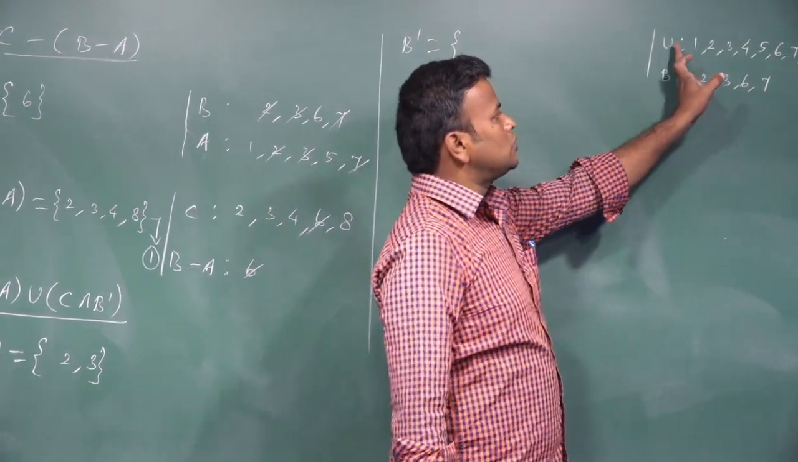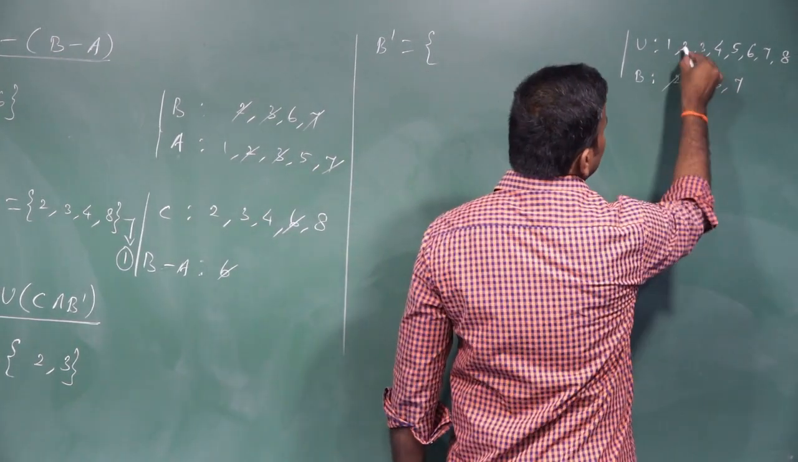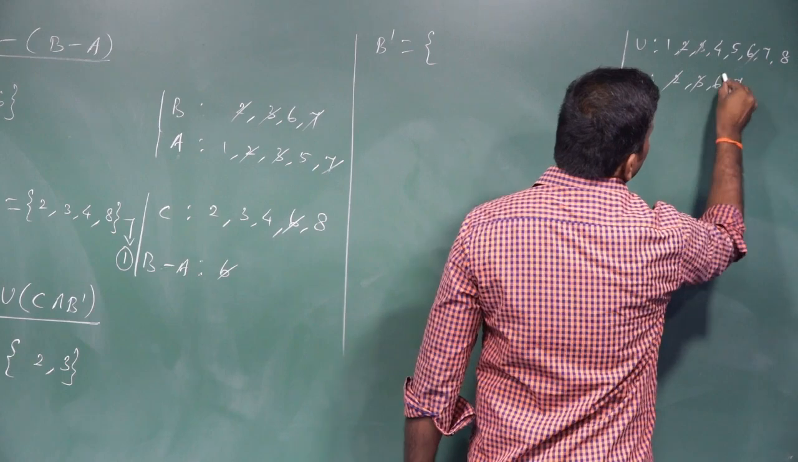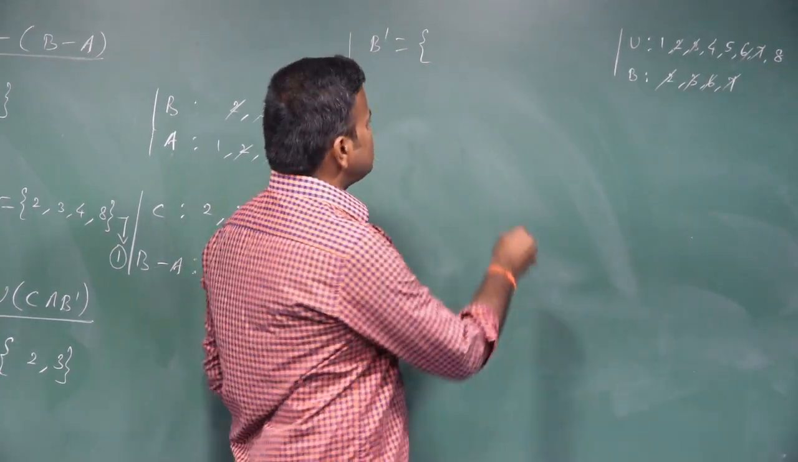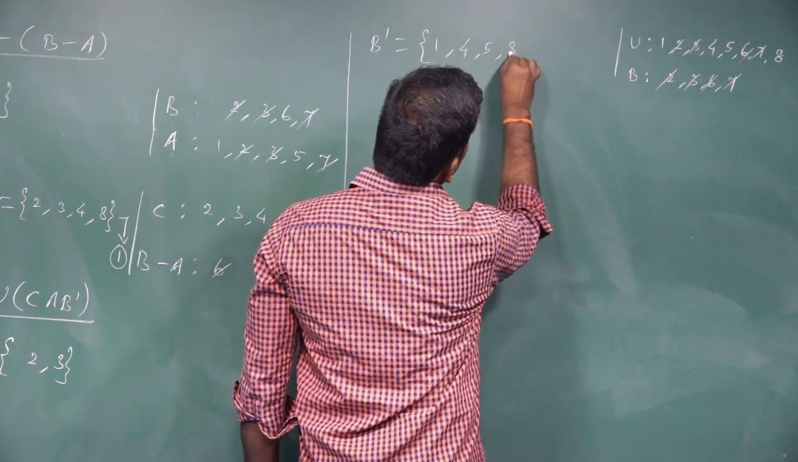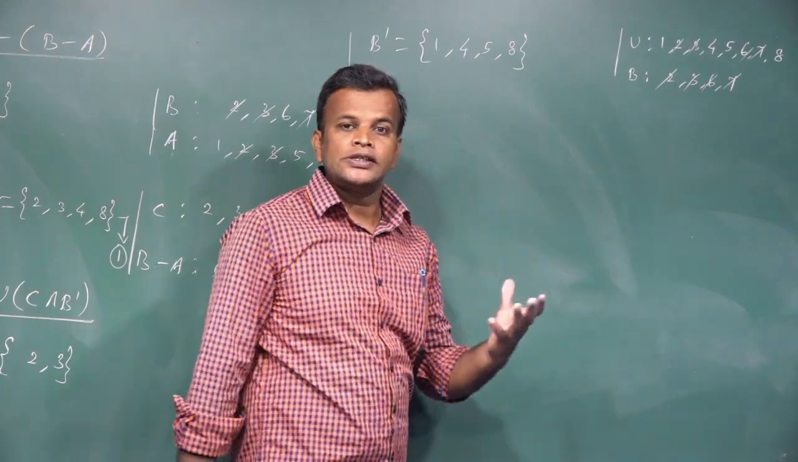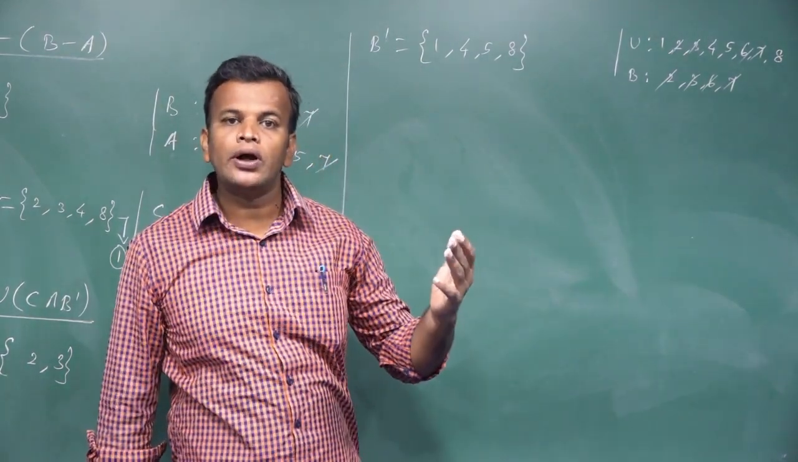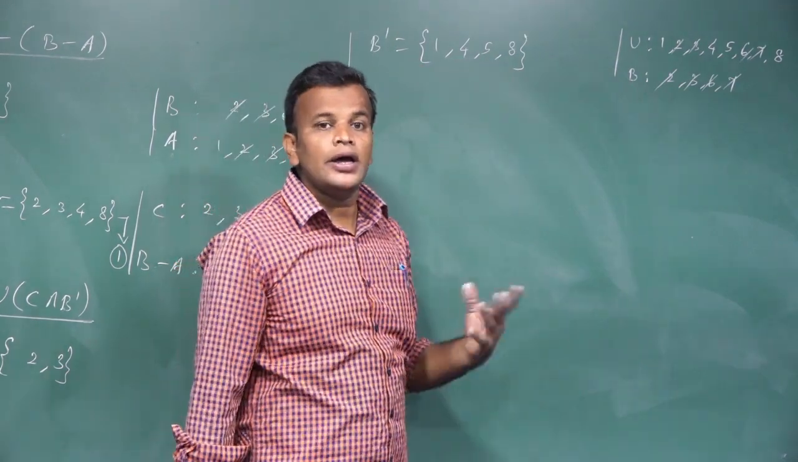So all the elements in U, but not in B. So 2, 3, 6, 7. What are the remaining elements in U? The values are 1, 4, 5, 8. So it is the value of B dash. B dash contains all the elements in U but not in B. So the value of B dash is 1, 4, 5, 8.